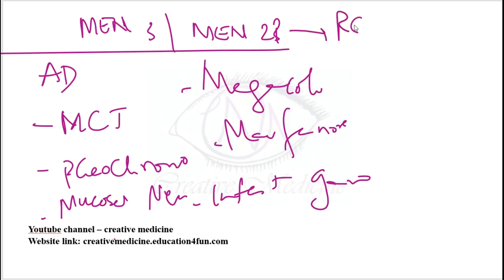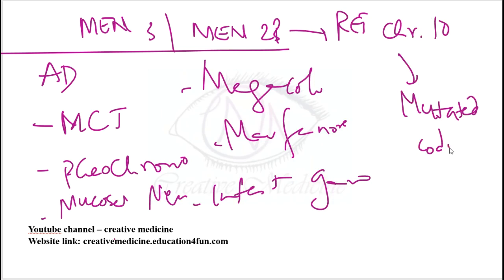This occurs mainly due to the RET oncogene mutation on chromosome 10, where the tyrosine kinase codon is mutated. So, MEN 3 or MEN 2B is an autosomal dominant condition characterized by medullary carcinoma of thyroid, pheochromocytoma, mucosal neuromas, megacolon, marfanoid features, and intestinal ganglioneuroma. Here, the RET oncogene is mutated on chromosome 10, which is the tyrosine kinase codon.